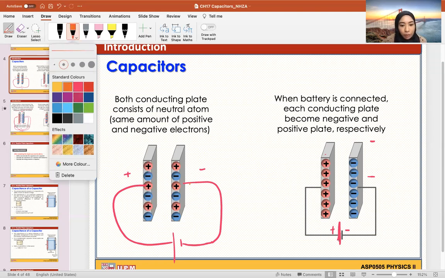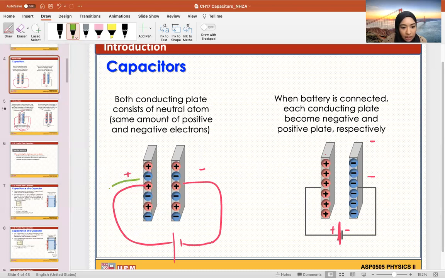So if I want this one to be negative, then the other one has to move its negative charges to this side. Let me use green. So this one will be donating electrons, negative e, leaving behind the positives. Now, if this one is donating negative charges, the positive will be greater than the negative inside this plate. So it will have a net positive.